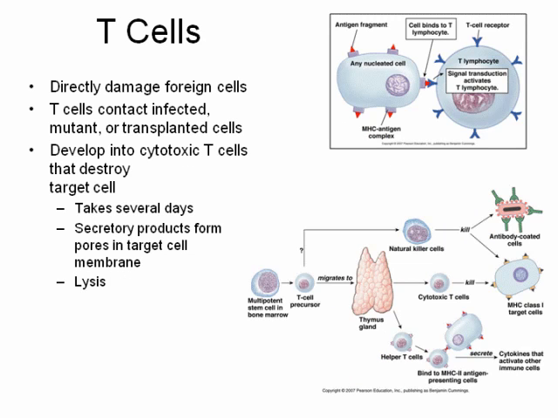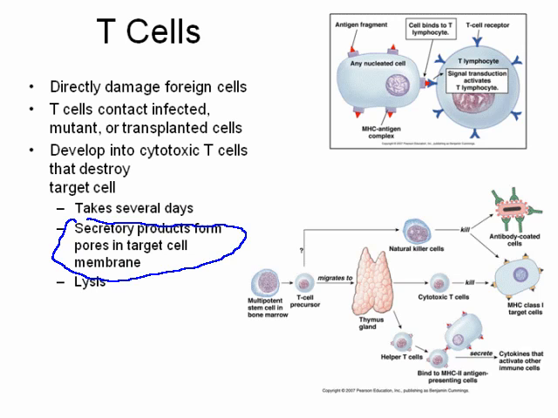The T cells are the cells that are going to engage in the destruction. They are going to directly damage foreign cells as well as bacteria. They also, when they contact infected, mutant, or transplanted cells, will kill them off. And they develop into what we call cytotoxic T cells, which are the ones that destroy target cells. Now, the targeted cells, in some cases, are marked by the presence of antibody. This whole response, though, can take several days.